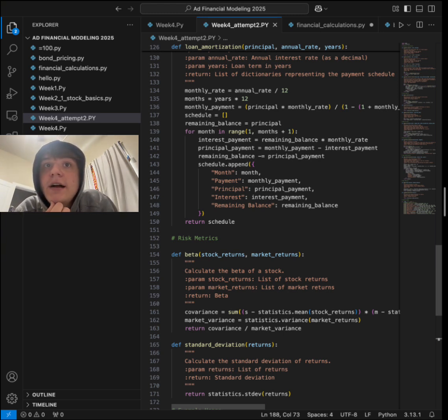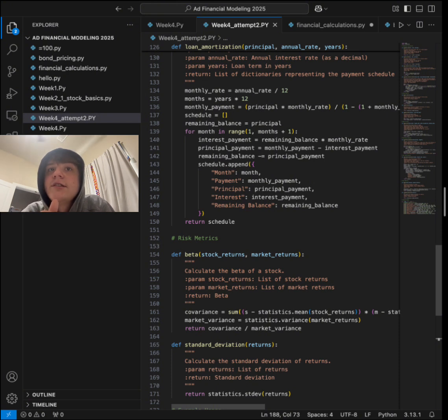Then we have risk metrics, def beta(stock_returns, market_returns). Calculate the beta of a stock. Param stock_returns: list of stock returns. Param market_returns: list of market returns. Return beta. Covariance equals sum of (s minus statistics.mean(stock_returns)) times (m minus statistics.mean(market_returns)) for s, m in zip(stock_returns, market_returns), divided by len(stock_returns). Then we have market variance equals statistics.variance(market_returns), and then return covariance divided by market variance.